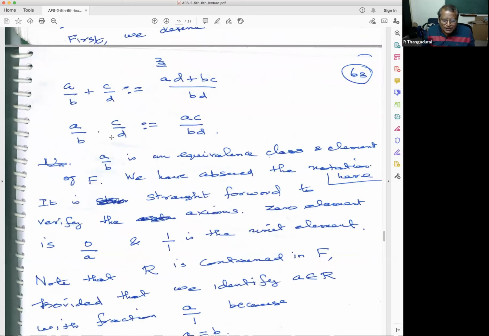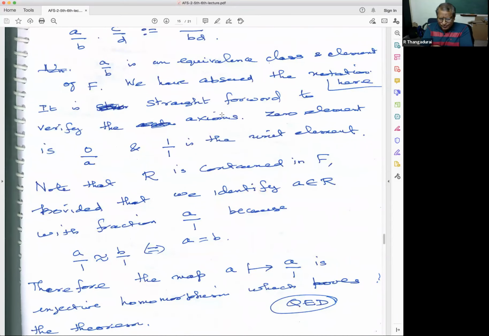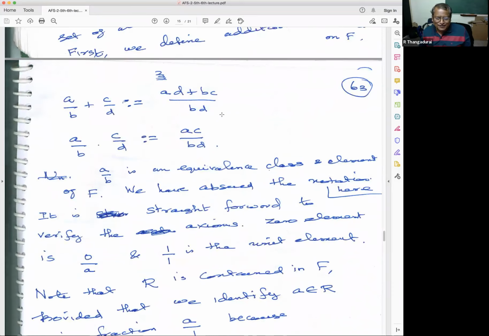Multiplication: A by B times C by D is the same as AC by BD. Again, BD is non-zero. Therefore, this equivalence class we are taking as the multiplication. So here A by B is an equivalence class, not an element; we are just using the same notation. I have not really checked that it is indeed a field.